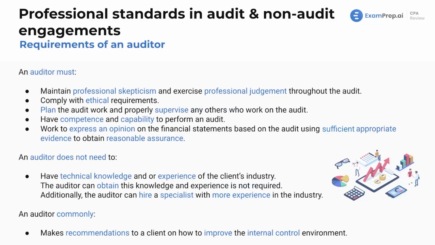What are the requirements of an auditor just in general? What does an auditor need to do? We have requirements in specific engagements, we have requirements in certain circumstances, but overall, what are some requirements to be an auditor? The auditor must maintain professional skepticism and exercise professional judgment throughout the audit.